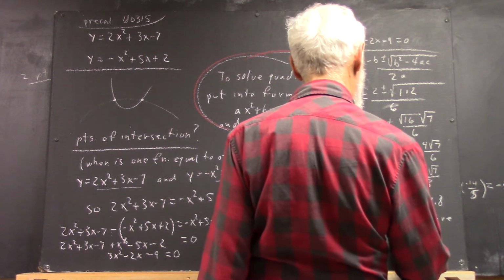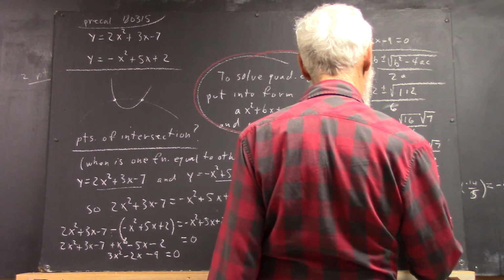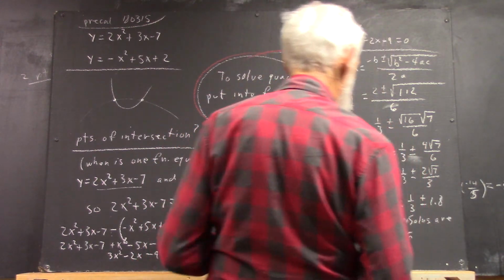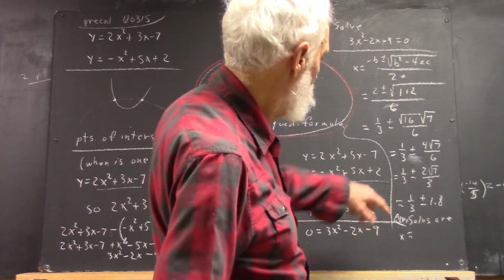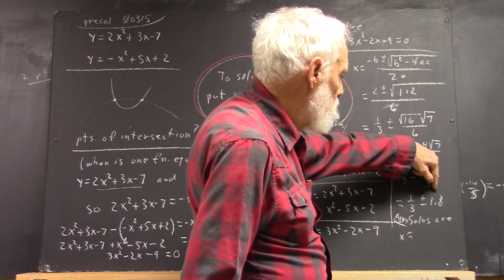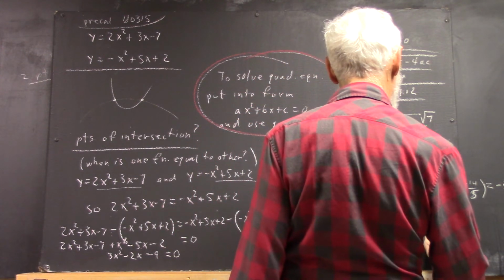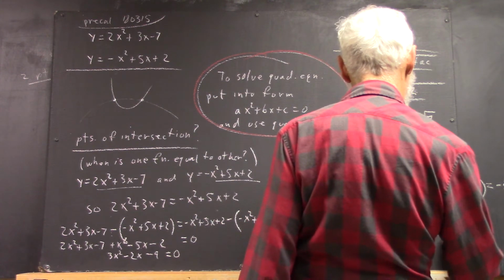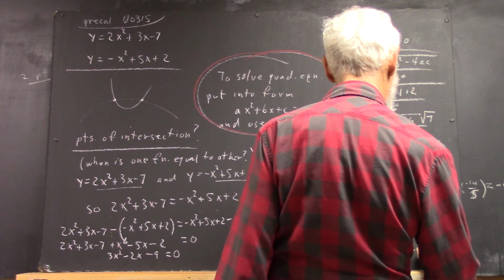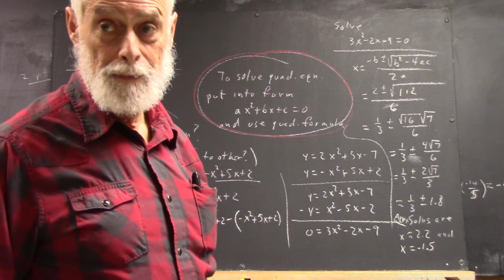So the solutions are x approximately equals. That's approximate there. I didn't have room to write it. I should have written the approximate first. Okay, that's going to be like 0.3 repeating plus 1.8, and that's going to be approximately 2.2. And the other solution is going to be approximately negative 1.5.